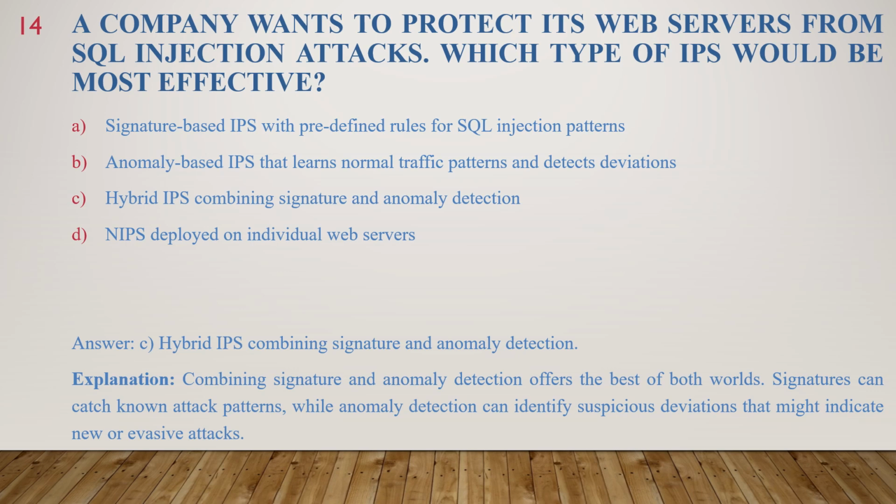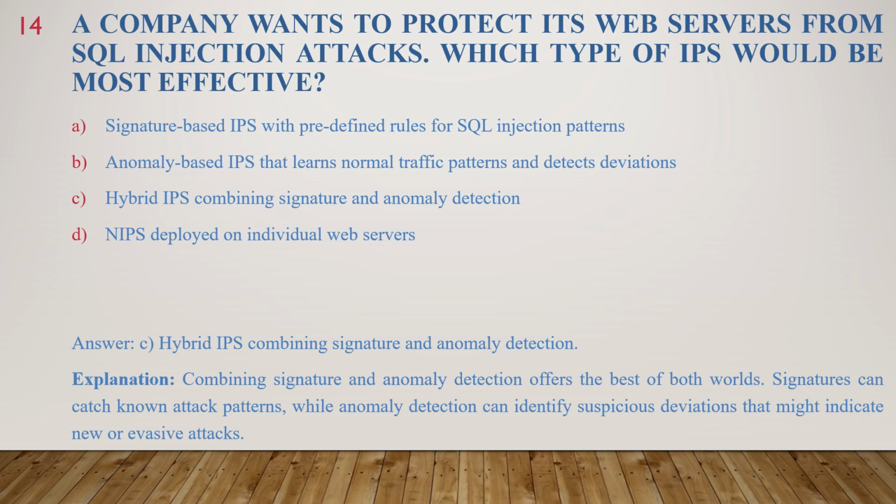Anomaly-based IPS. While learning normal traffic patterns and detecting deviations can be effective for catching unknown attacks, it might trigger false positives for legitimate traffic, especially for applications like web servers with frequent user interactions. Hybrid IPS, combining signature and anomaly detection, offers the best of both worlds. Signatures can catch known attack patterns, while anomaly detection can identify suspicious deviations that might indicate new or evasive attacks.